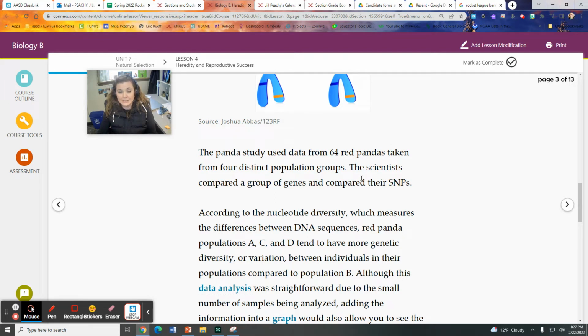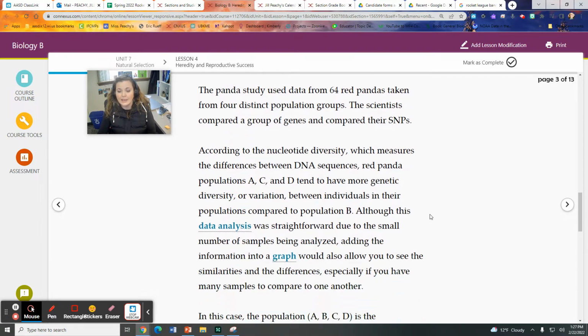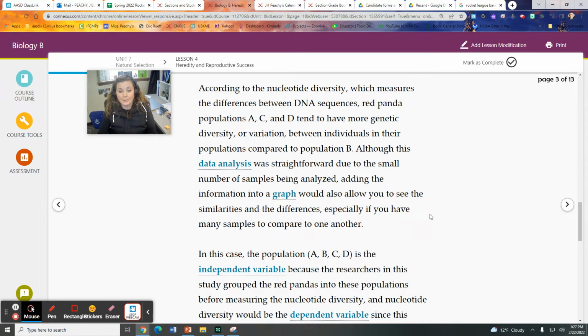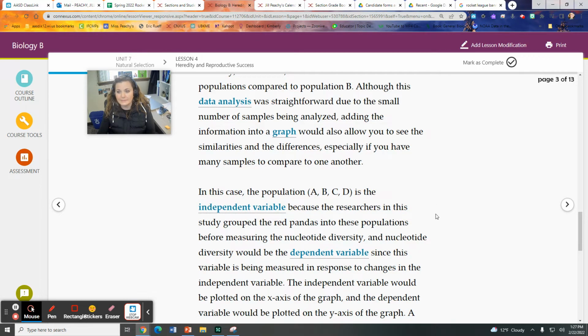It says in this particular study, they used data from 64 red pandas from 4 distinct population groups. And they named the 4 different population groups: population A, population B, population C, and population D. So those are our 4 groups. And then they were able to graph that information through a process of data analysis. They're analyzing it. So the graph allowed them to see similarities and differences among the populations.